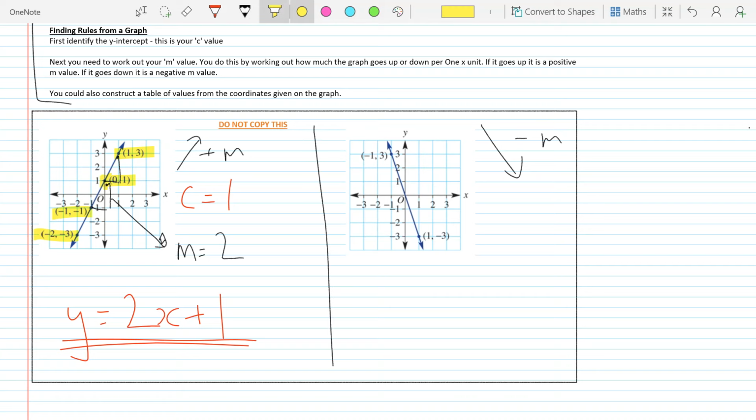On the other side here, we need to have a look now. Our y-intercept is through the origin, the middle. Now that simply just means that our c value is 0. Okay, so whenever it goes through the origin, you're going to get a c value of 0.